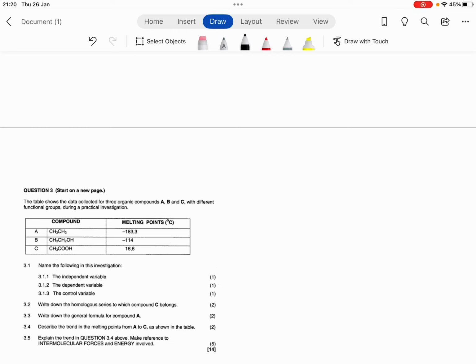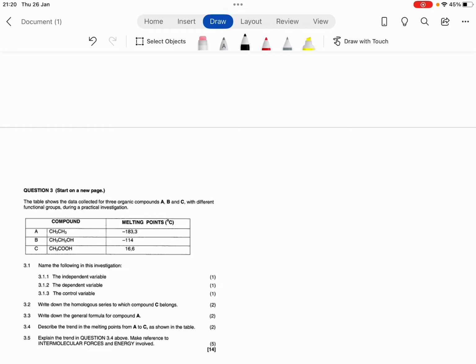Today we'll be looking at question 3. The question reads, the table shows the data collected for 3 organic compounds A, B, and C with different functional groups during a practical investigation. 3.1, name the following in this investigation: the independent variable, the dependent variable, and the control variable.